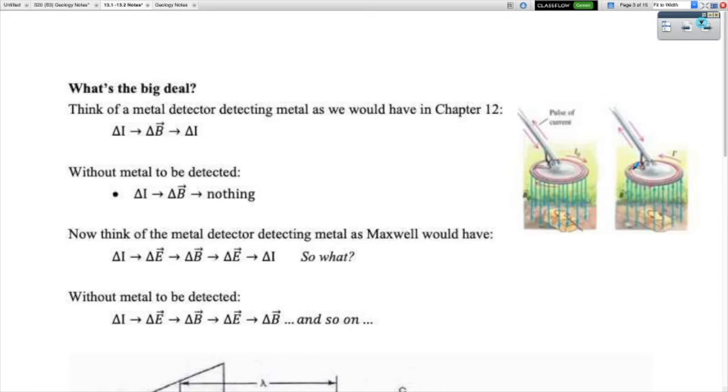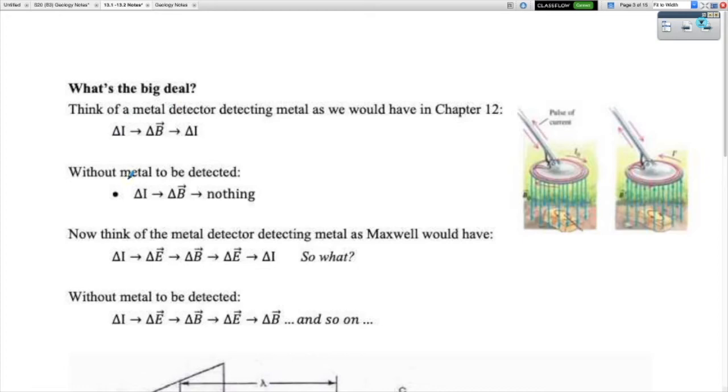So how's it work? If we look at it as we did in chapter 12, so put your chapter 12 thinking caps on. We have a change in current in our detector, which produces a changing magnetic field, that's this thing here, right? Which leads to a change in current in our metal, right? Which of course then changes the magnetic field and so on. But that's what's really happening.